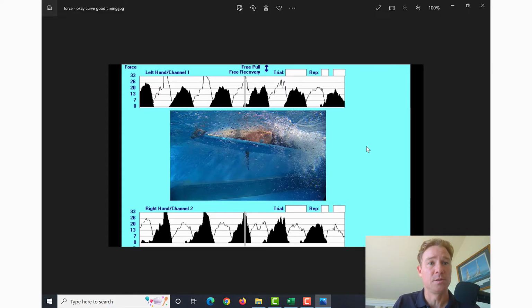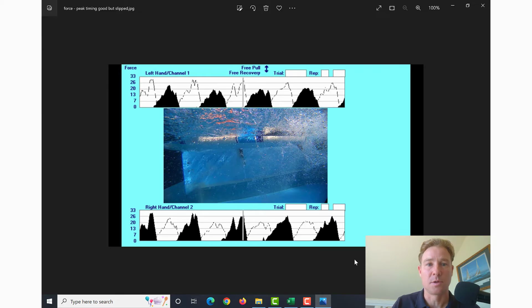So really good, like an okay curve. It has a little bit of flatness before it gets to the peak, but great timing. In the back propulsive phase, they're peaking. Good, strong force. This is peak timing, happens at the right time, but they slipped. And you can see the slip on this, not only in the video, you can see all the cavitation around the arm. And this is kind of after the fact, you can still see the cavitation around the arm. Not at this moment, you can see the drop in force. It went from just under 26 pounds of force down to about 10. So it dropped more than half, and then it built back up.